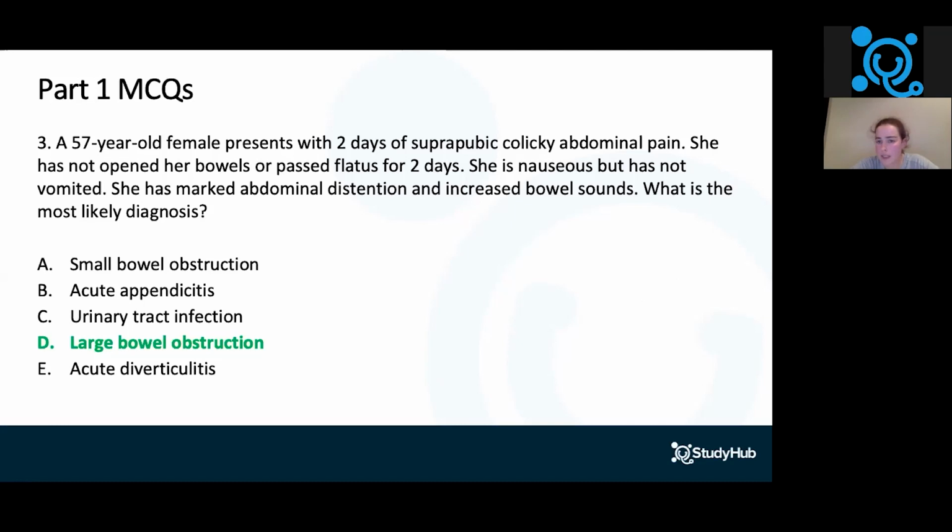Now, the fact that it says that the patient's nauseous but hasn't vomited, but she's had this absolute constipation for 2 days, that's what makes you lean towards a large bowel rather than a small bowel obstruction. Because as we said, in a small bowel obstruction, something a bit more proximal, the patients tend to vomit early. And in a large bowel obstruction, it will take a bit longer for that fluid to back up into the stomach. So they tend to vomit a bit later in their presentation.